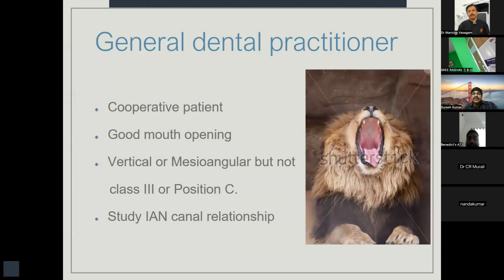Generally, the point which will indicate removal by you is when the patient is not very apprehensive, a cooperative patient with a good mouth opening, and in the radiograph it is only vertical or mesioangular, but it is not having class 3 or position C. Then you can do it yourself.